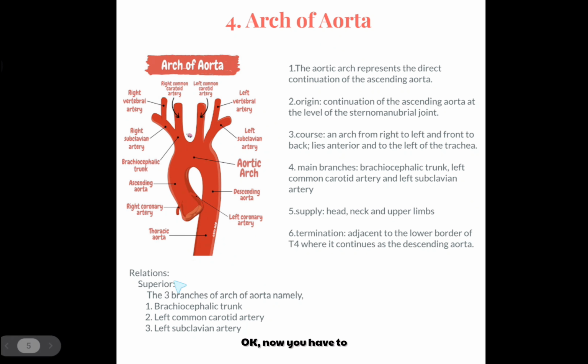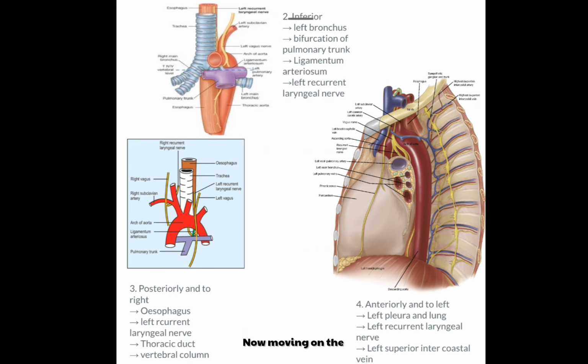Okay, now we have to write the relations of arch of aorta. Sometimes specifically they will ask, write arch of aorta, explain the relations. So now we have to explain the relations also. Now relations superiorly, you can see here: the three branches of arch of aorta are located superiorly, that is the brachiocephalic trunk, the left common carotid artery, and the left subclavian artery.